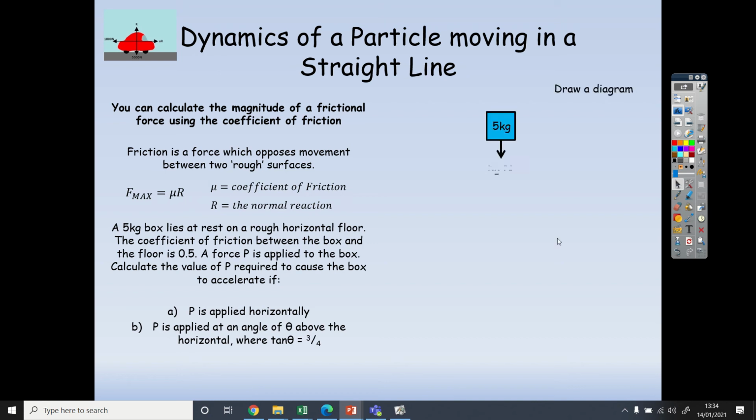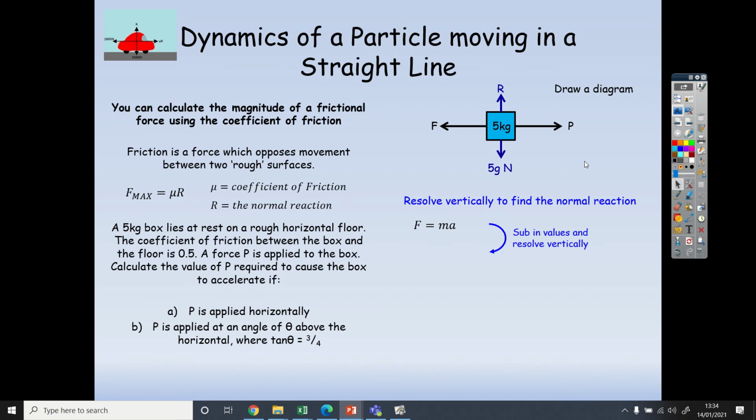So here's the diagram. I don't need to draw the table in, but you can imagine it there, horizontally. 5g for the weight, R for the normal reaction. First of all, we're going to apply P horizontally. And then F is going to oppose it in that direction. So everything's in the nice directions. I don't need to do any splitting into components like we've been doing before. I'm just going to resolve vertically and find the normal reaction. And as before, there's no acceleration in that direction because we're on a horizontal table. So R is just going to equal 5g, and that's 49 newtons.